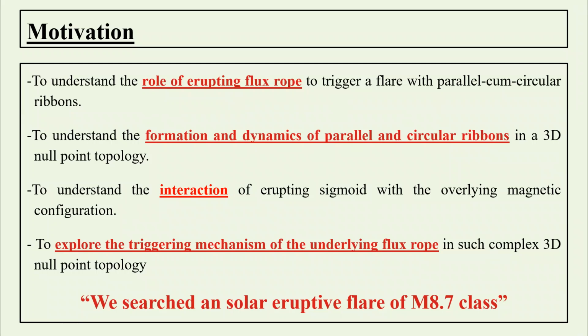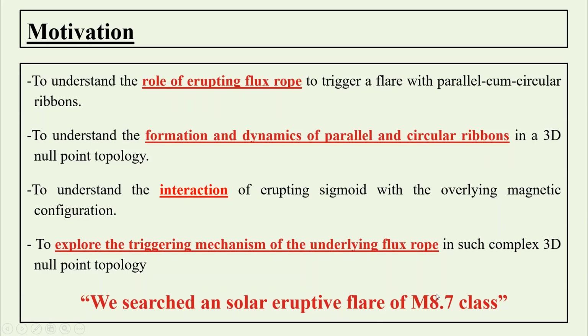Second is to understand the formation and dynamics of the parallel and circular ribbons: how they form, what kind of magnetic configuration is there, and what kind of reconnection process is there. And the third is the interaction between the different magnetic structures, that is, the flux rope and the ambient magnetic field. To explore all these conditions, we have started working on an M8.7 class flare.